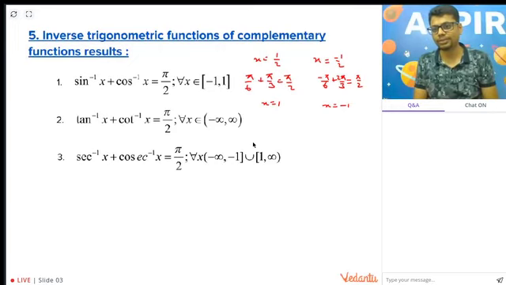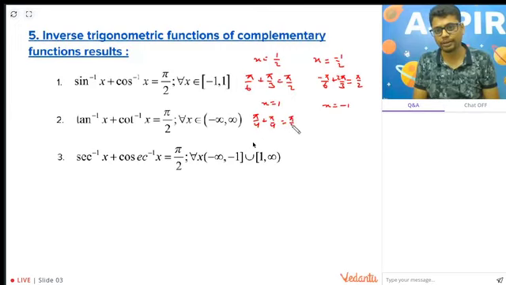So everyone, please pay attention here. What about x equal to 1 and x equal to -1? Just for example, I'm doing tan inverse 1 is what? Pi by 4. Cot inverse 1 is what? Pi by 4. So it becomes pi by 2. Tan inverse -1 is what? Minus pi by 4. Cot inverse -1 is what? 3 pi by 4. So again pi by 2.